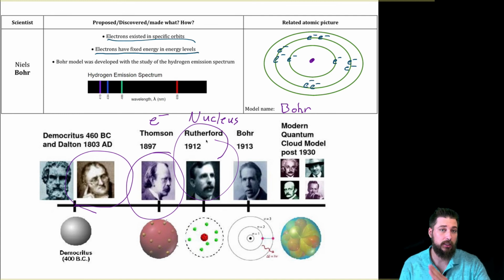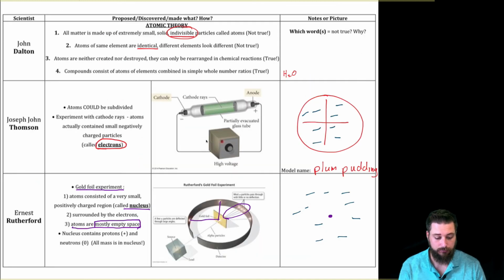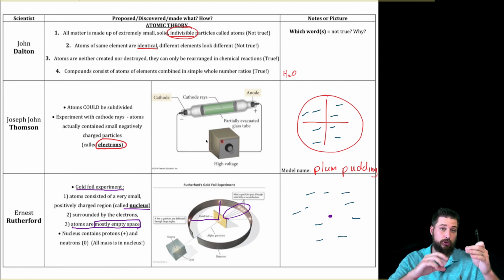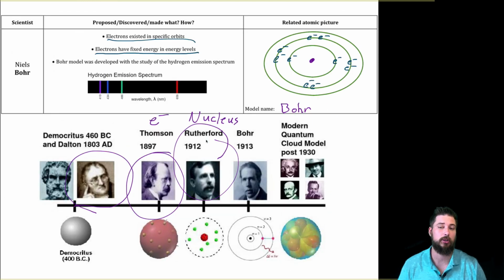I'm going to go back real quick, and we're going to look at everything that we've gone over so far. John Dalton came up with the 4 statements, 2 are false. J.J. Thompson discovered the electron. Ernest Rutherford, with his gold foil experiment, discovered that the atom has a nucleus. He said that the electrons are just randomly around the nucleus, and then Niels Bohr came along and said, well, actually the electrons live in specific energy levels. They're either in the first one or the second one, but they're not in between.